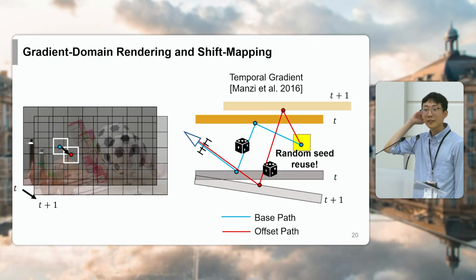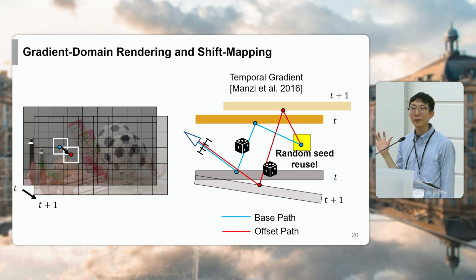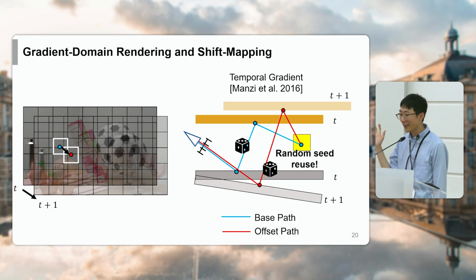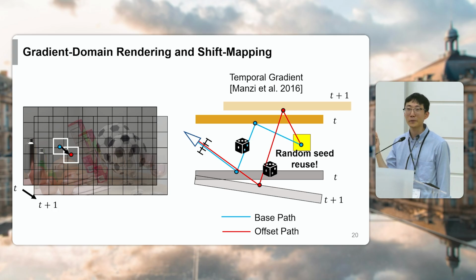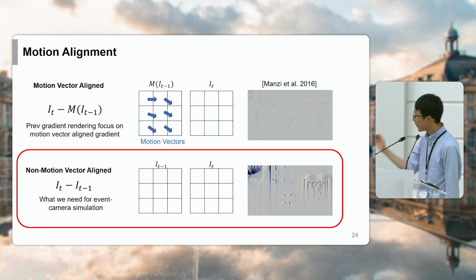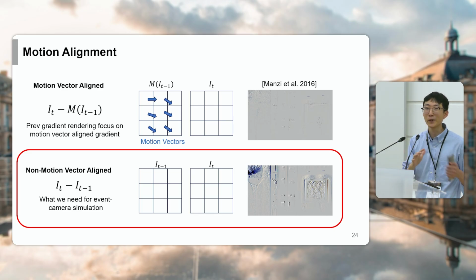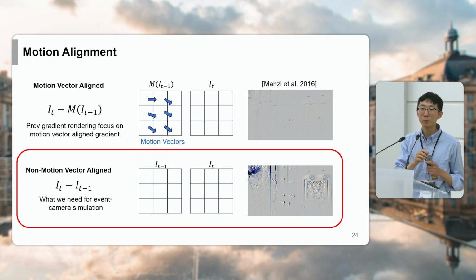You mean this slide? Yeah. So this is very similar to temporal gradient domain path tracing. We also use a random seed in primary space. But as I said before, the critical difference between this work and our target task is that we need to consider the non-motion aligned version, because with an event camera there is no kind of motion compensation. It directly measures naive pixel by pixel brightness change over frames.